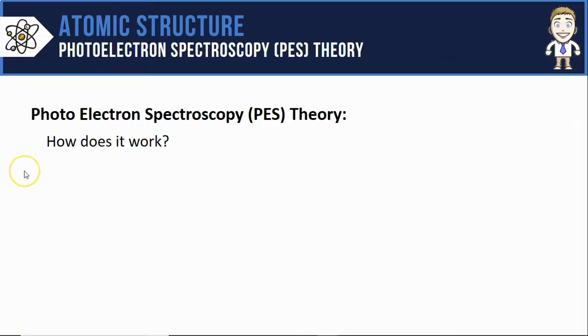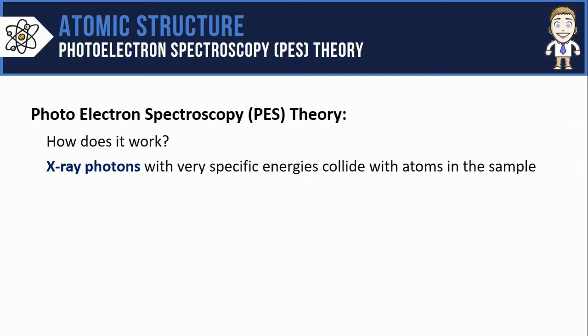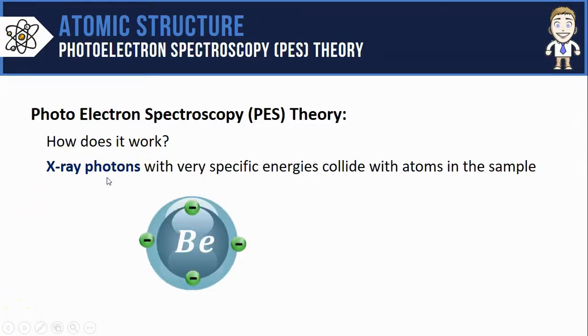So the first thing my photoelectron spectrometer is going to do is generate some extremely high energy X-ray photons, and it's going to do it in such a way that it knows the exact energy of each of these photons, and it's going to collide them with the atoms in the sample. So let's say we inject some beryllium atoms into the photoelectron spectrometer. They're going to get bombarded with X-ray photons, and let's just say in this case those photons have energies of 143,000 kilojoules per mole.